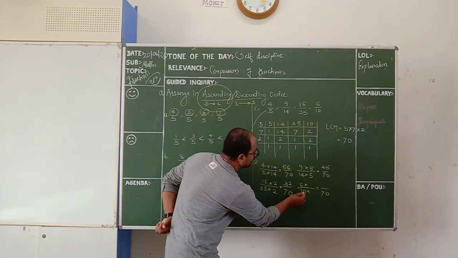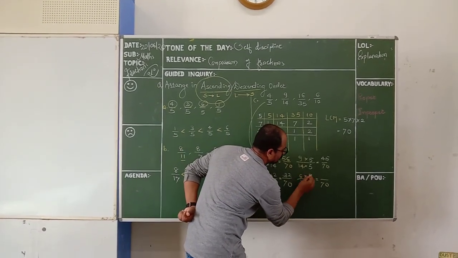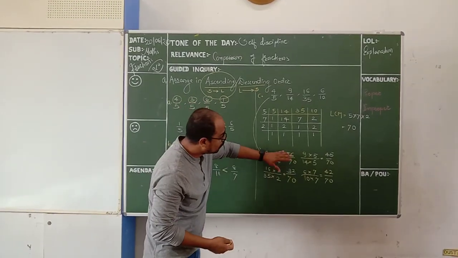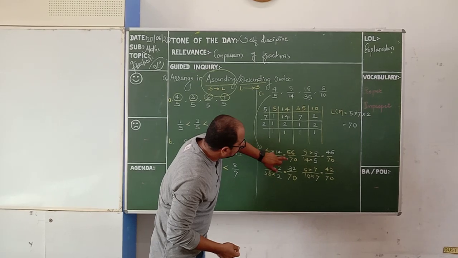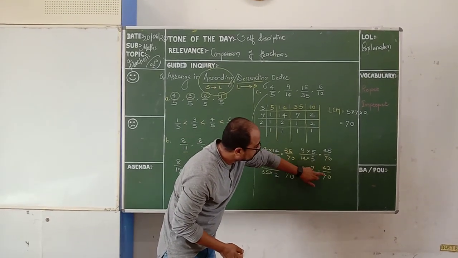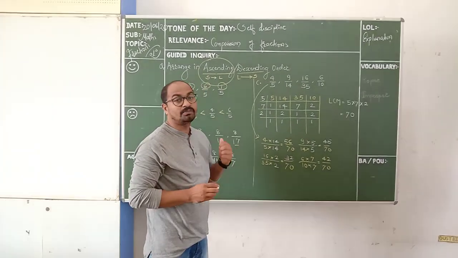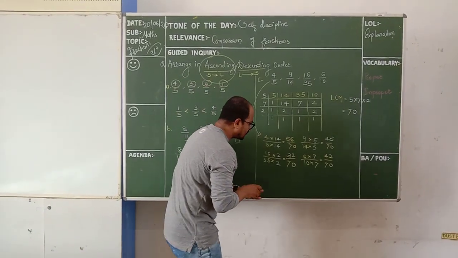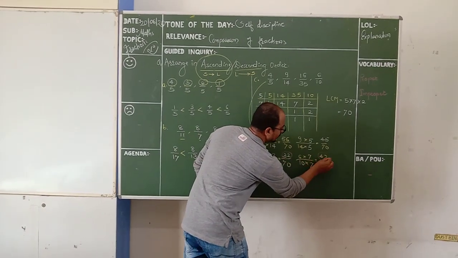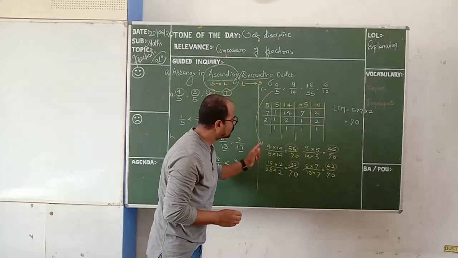Then for 10, 5 twos are 10, so what is left is 7. Multiply by 7: 6 sevens are 42. Now if you observe, we got like fractions: 56 by 70, 45 by 70, 32 by 70 and 42 by 70. That means we can understand which one is the smallest and which one is the largest. First smallest, second, third and fourth. But you don't have to write these fractions, you have to write the original fractions.